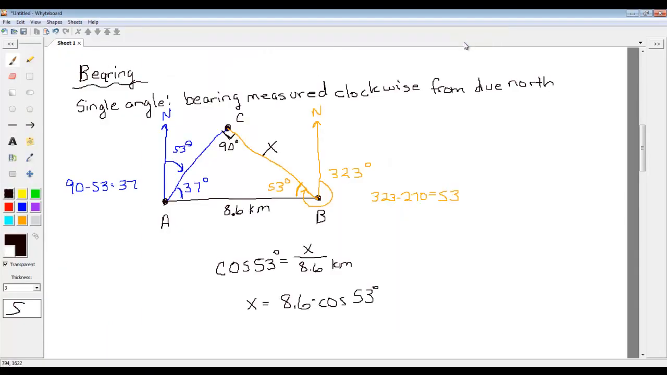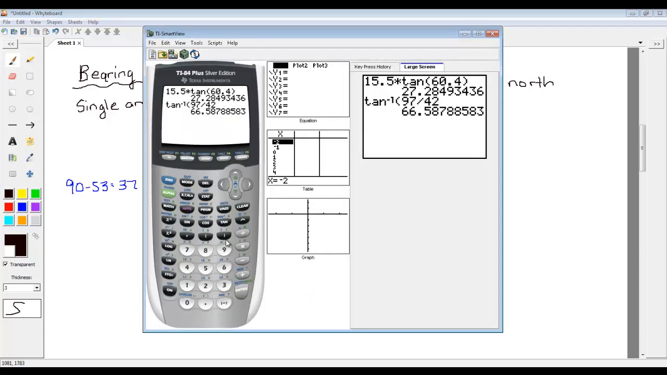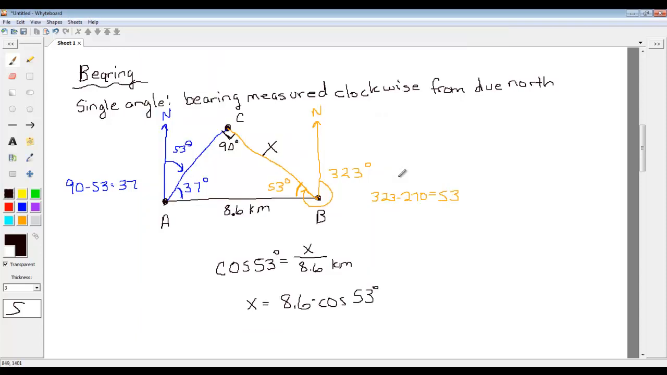All right, I'm taking 8.6 times cosine of 53. Enter. I get 5.175. So I can say round it to tenths place, 5.2. So I can say it's about 5.2 kilometers.